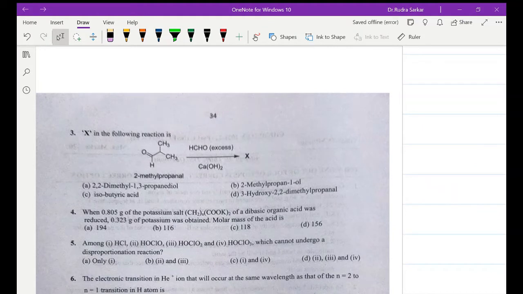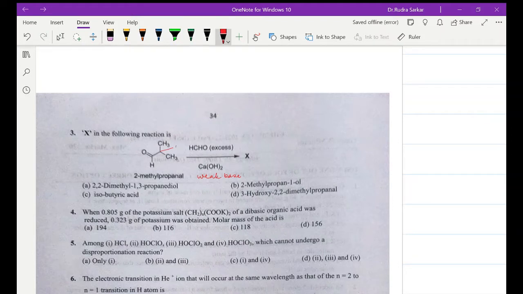X in the following reaction: 2-methyl propanol, formaldehyde is in excess, calcium hydroxide is a weak base. Okay, that has to be kept in mind, and that is the most important part. So in case of weak bases, it will not promote Cannizzaro type of disproportionation reaction. Rather over here, we will say aldol type reaction is more preferable.